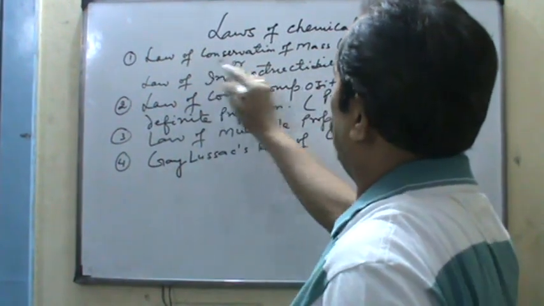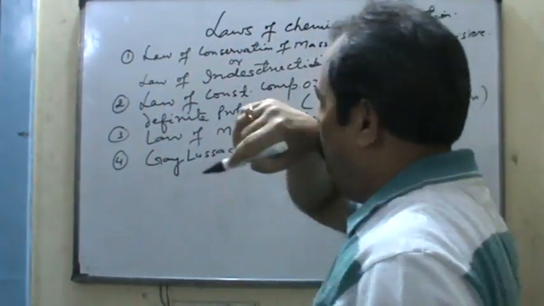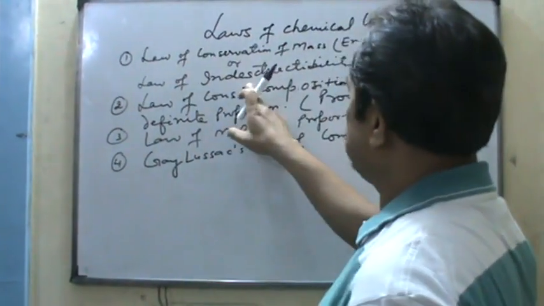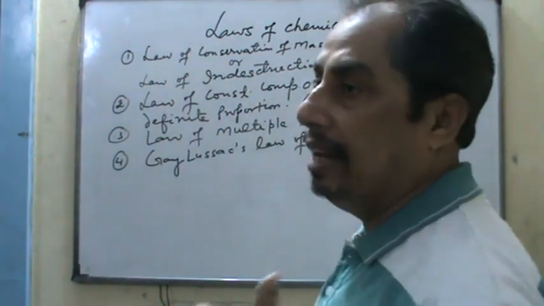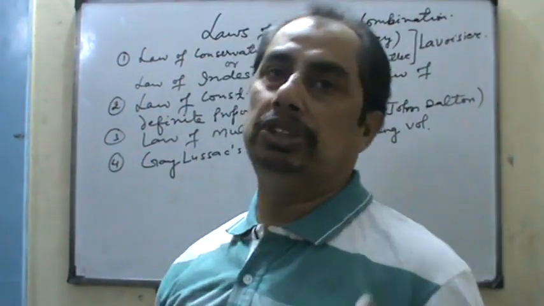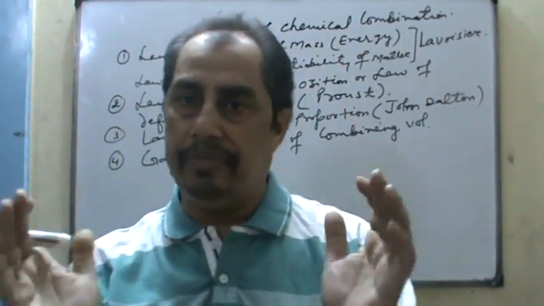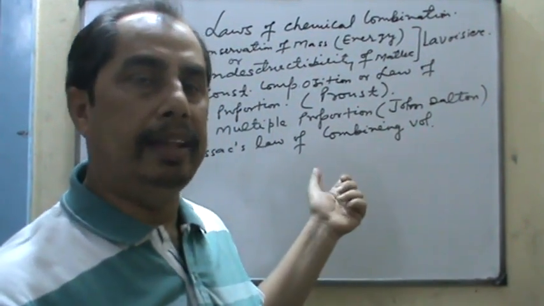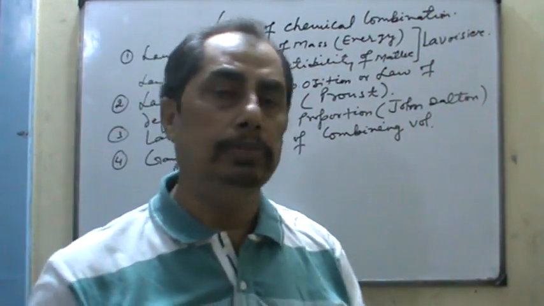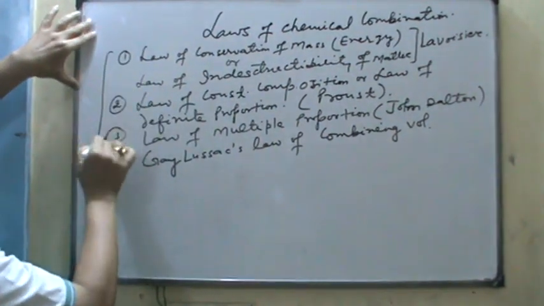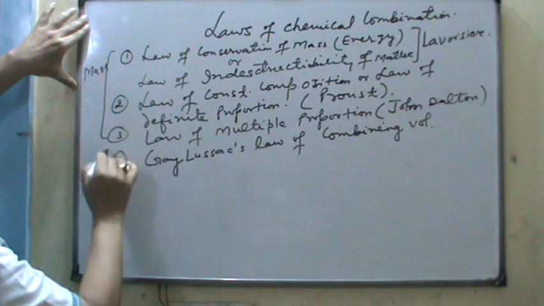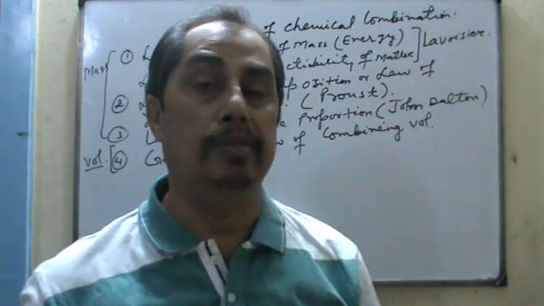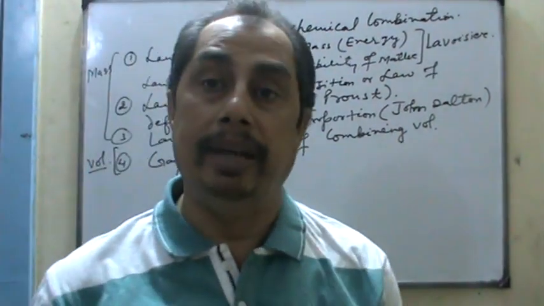One is called the law of conservation of mass. Later on it was modified in the form of the law of conservation of mass and energy, and indestructibility of matter, proposed by Lavoisier. Then second is the law of constant composition or law of definite proportion. Then the next one is the law of multiple proportion, and the last law is based on volume. So dear students, these 3 laws are based on mass, but the last law is based on volume, whenever gases combine together in terms of their volume. So let us discuss one by one.